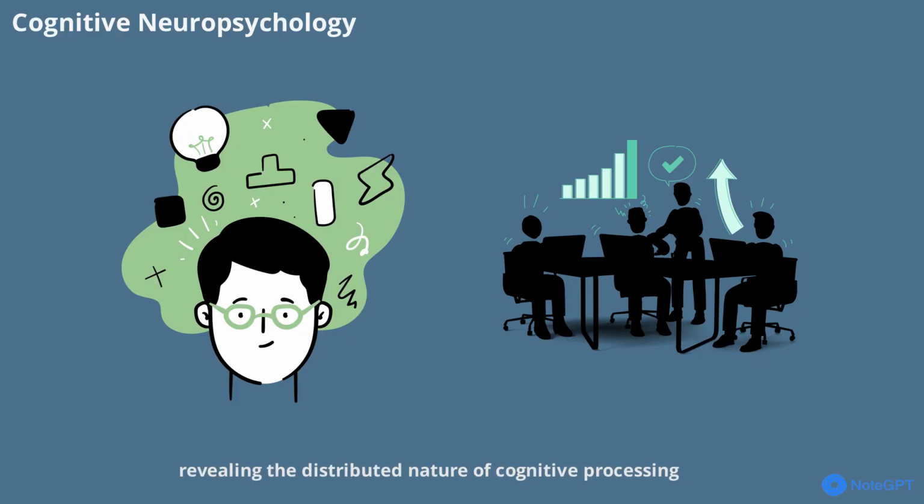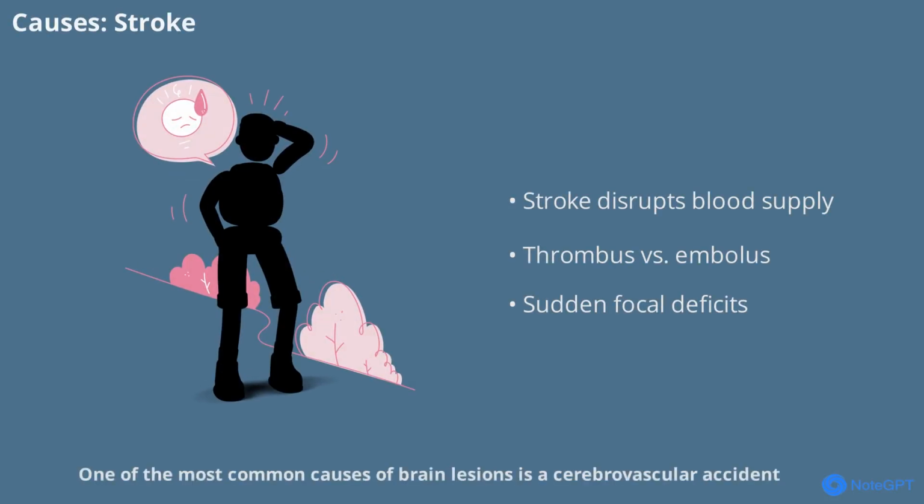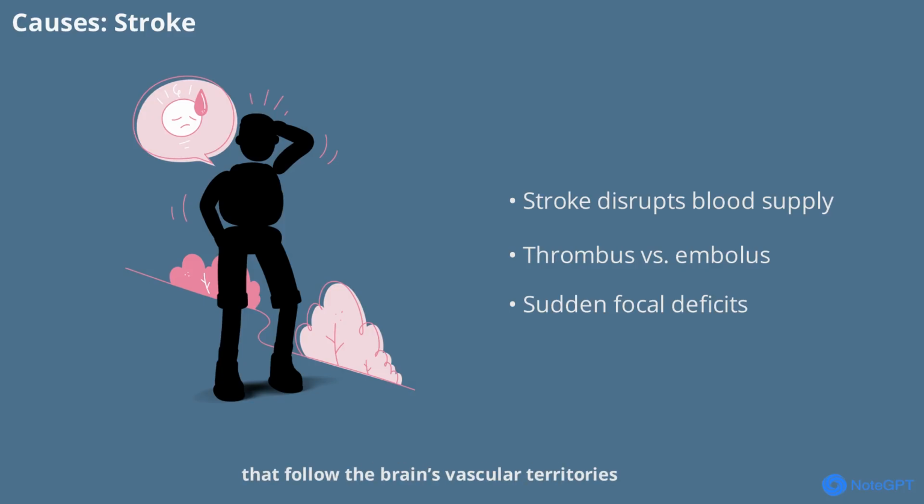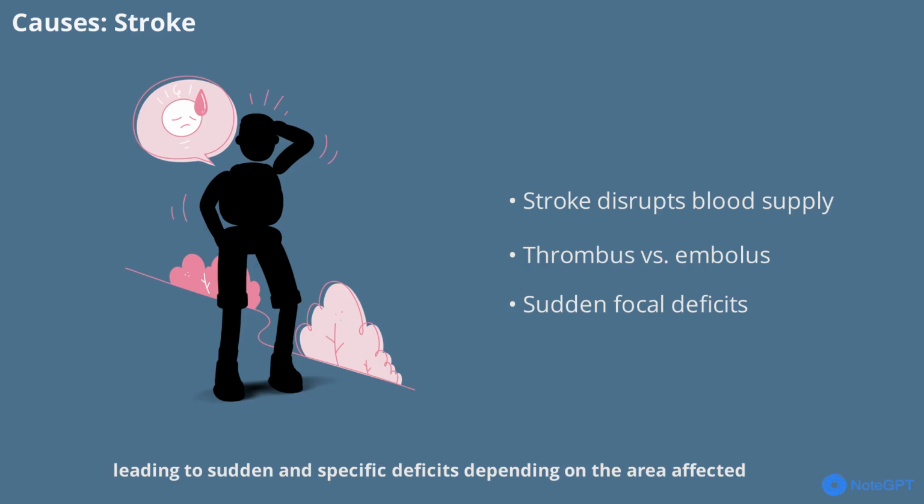One of the most common causes of brain lesions is a cerebrovascular accident, or stroke. Strokes occur when the blood supply to part of the brain is disrupted, often due to a clot. If the clot forms and stays in place, it's called a thrombus. If it travels and gets stuck elsewhere, it's an embolus. Strokes typically cause focal lesions that follow the brain's vascular territories, leading to sudden and specific deficits depending on the area affected.